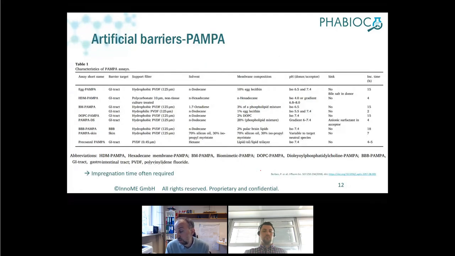This is a table that summarizes the different types of PAMPA that have been developed for mimicking the GI tract, the blood-brain barrier, and the skin, for example. But they all have the same issue. They all need to be incubated before utilization for 3 to 4 hours, up to actually 15 to 18 hours. So the experiment can become long.